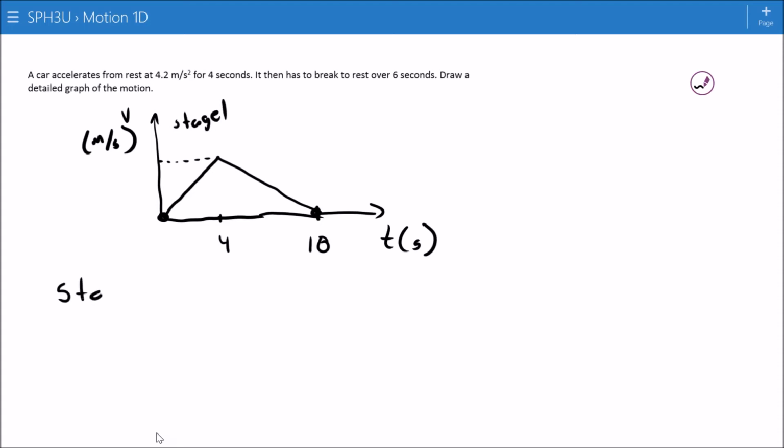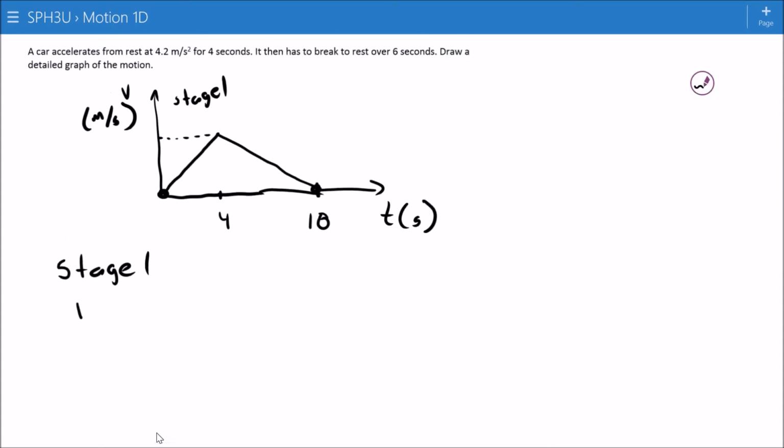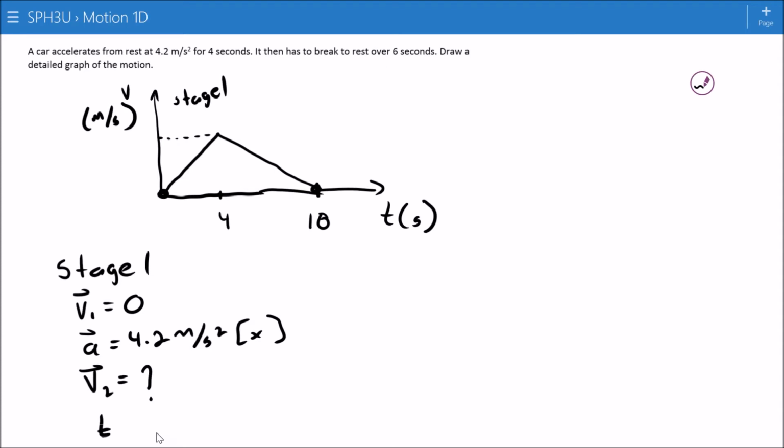for stage 1, I know I have a v1 of 0 and an acceleration of 4.2 meters per second squared. There's no direction given, so we can say positive x or something like that, but it's not important. If it doesn't say, we can just work with it and sort of ignore the direction situation. It's the final velocity we're looking for, specifically after a time of 4 seconds.